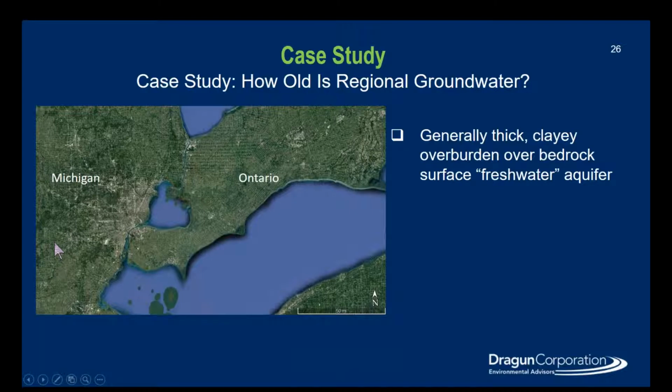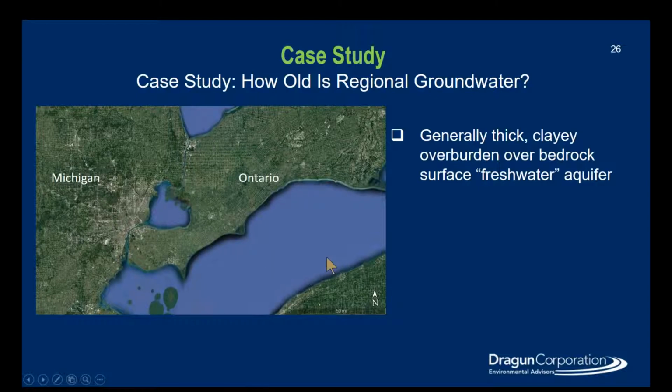So I'm going to do a case study that's actually one of the earlier groundwater case studies that I worked on, and this was done a number of years ago with graduate students pre-Dragon. So what we see here is the lower Great Lakes area. This is Michigan and Ontario, Lake Erie, Lake Huron, Lake St. Clair, Detroit River, St. Clair River.